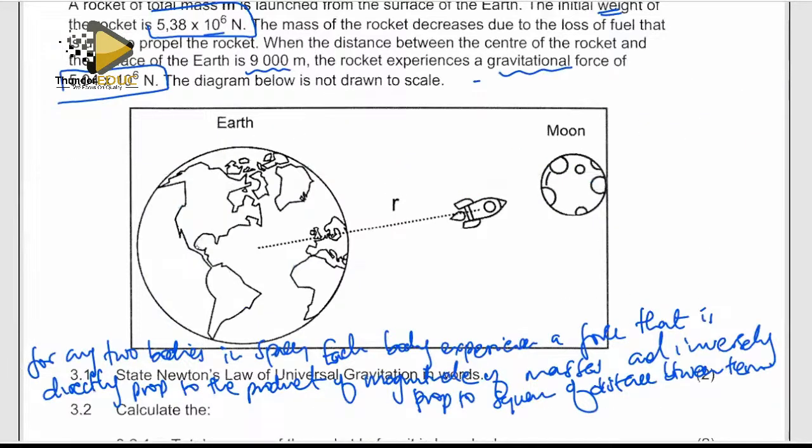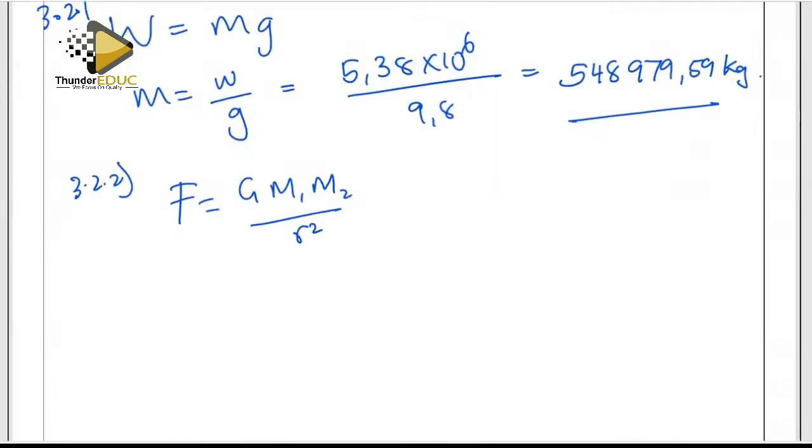Because now if the force is acting here, and this is our distance to the center, but then they told us when it is 9,000, meaning that we need to add the radius of the Earth. So I'll say 5,04 times 10 to the 6 should be equivalent to 6,67 times 10 to the negative 11.